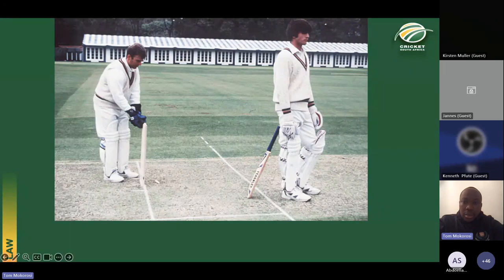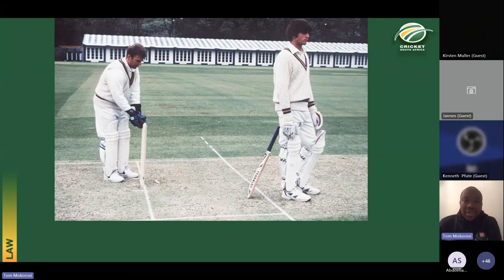So another pop question for all of you. We have a striker who is leaning or sitting on his bat, not holding the bat. Is the striker considered to be in his ground or out of his ground? The bat is clearly grounded behind the popping crease, but it's obvious to see that the bat is not held by the hand or a glove in hand.